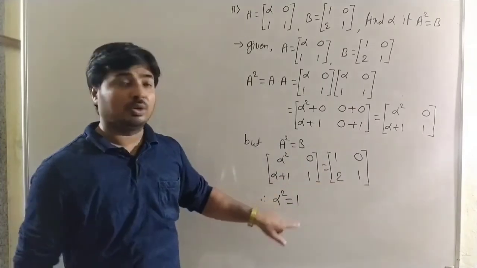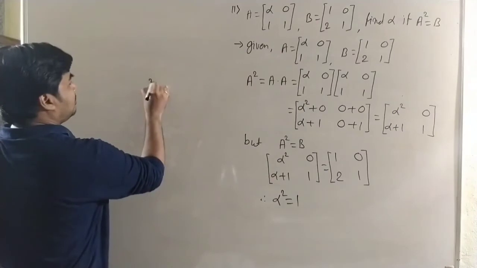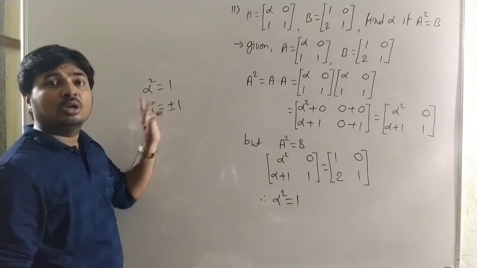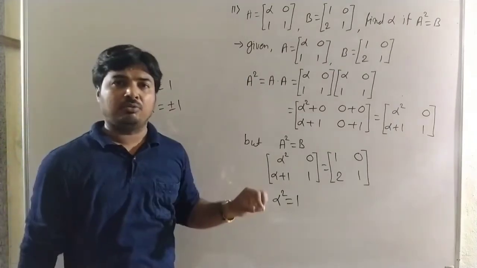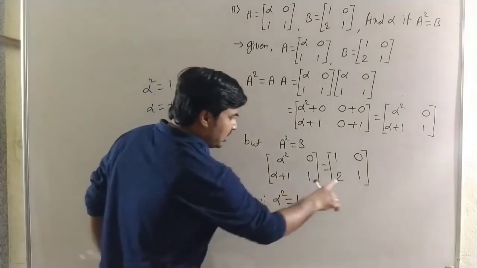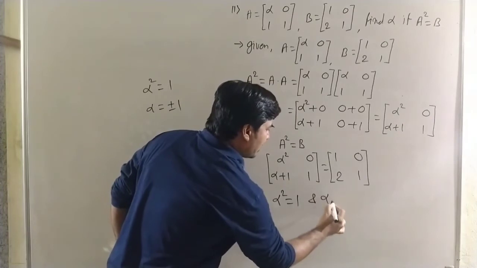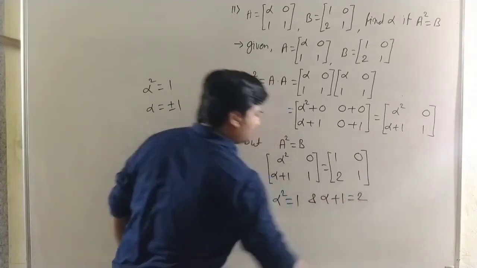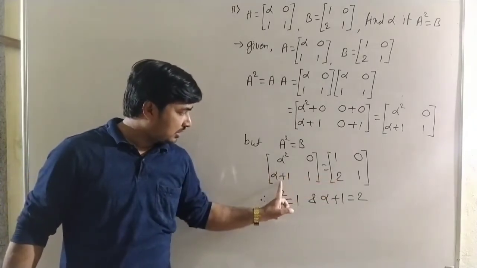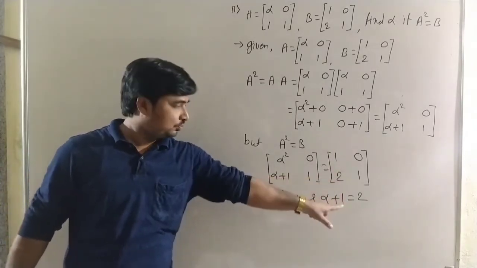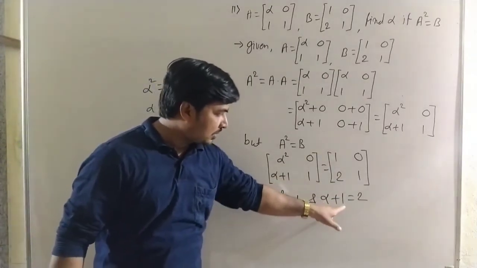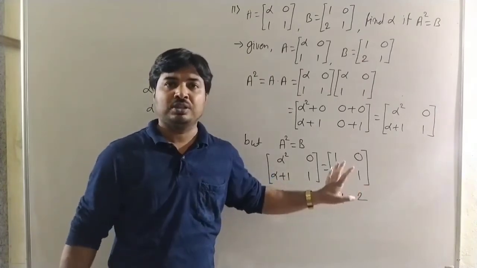When alpha square is equal to 1, see carefully, alpha is equal to plus or minus 1. That means the value of alpha is plus 1 or minus 1. But here again one equation is there, alpha plus 1 is equal to 2, the corresponding element of the second row first column. And now when we take alpha equal to minus 1, it is minus 1 plus 1, it is 0, 0 is equal to 2, okay, does not exist.